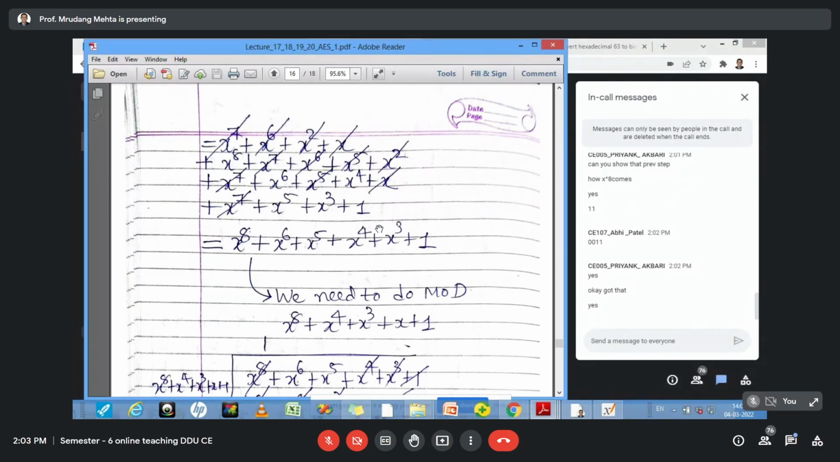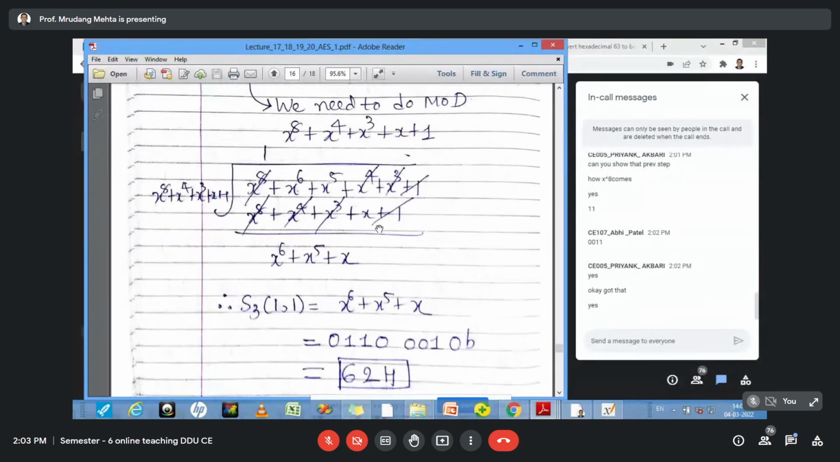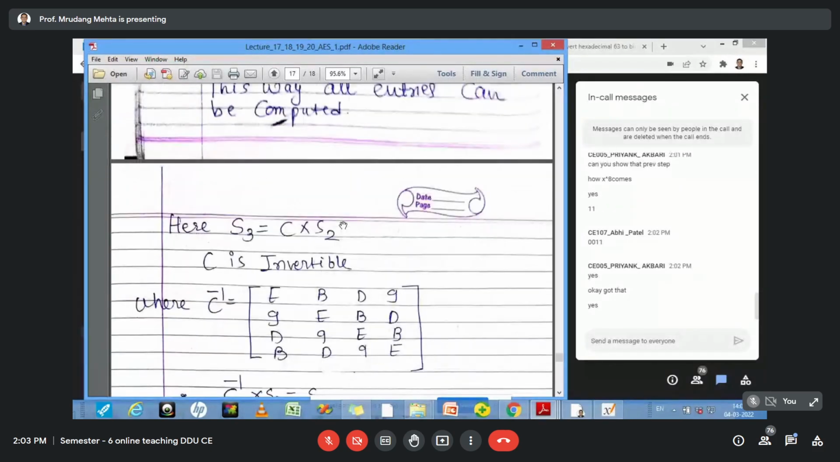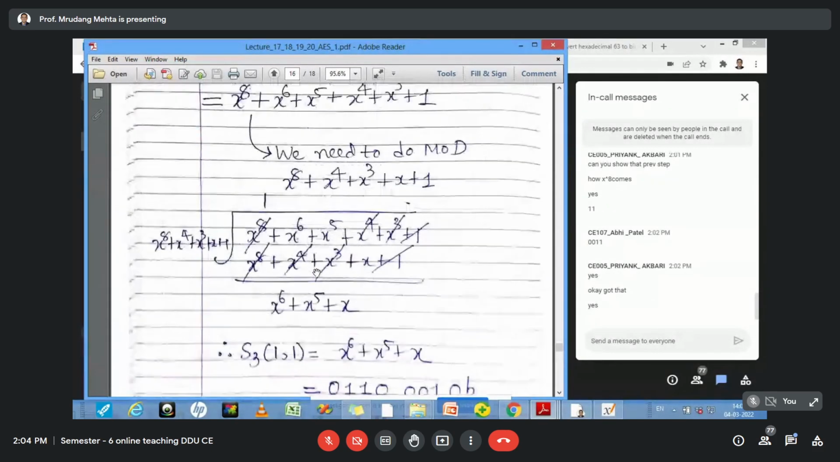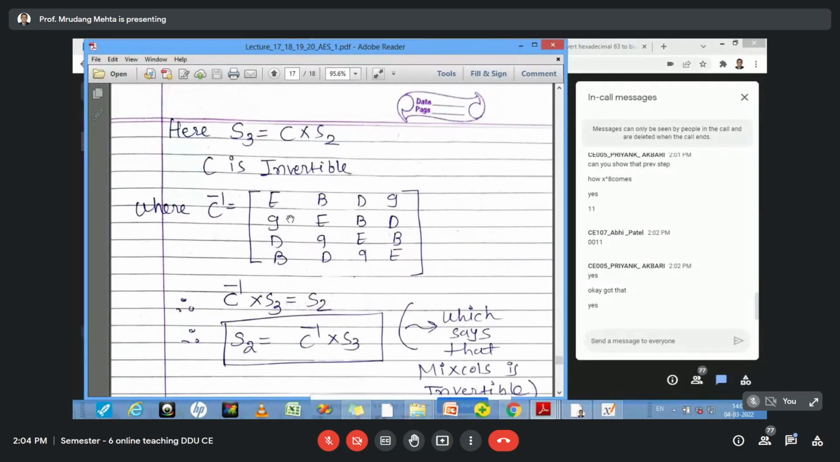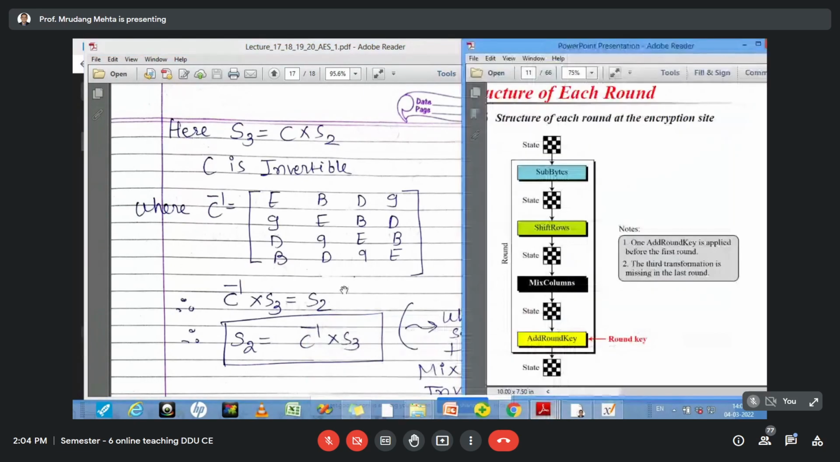But this is not from our Galois field set, so we have to divide it again with this polynomial. What we get finally is this polynomial, and we have to use this as the substitution. So S2 multiplied by C is supposed to be performed. This is the second step performed.